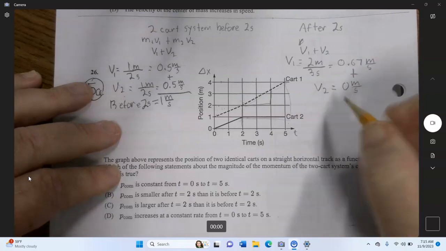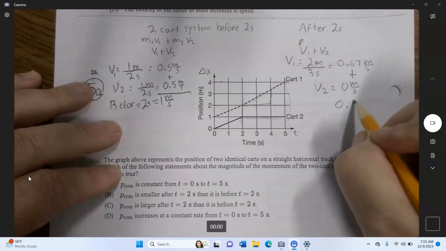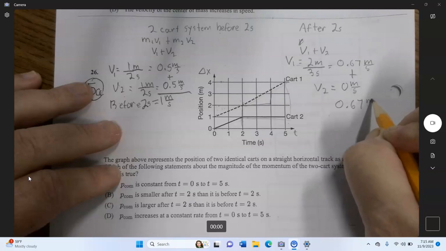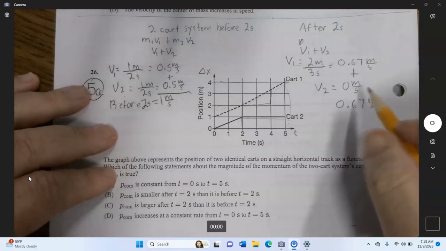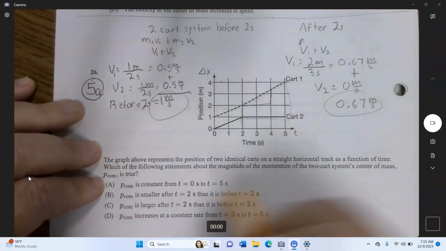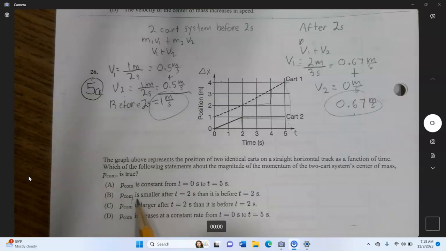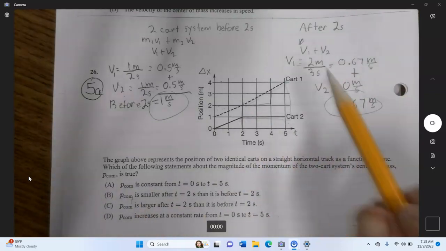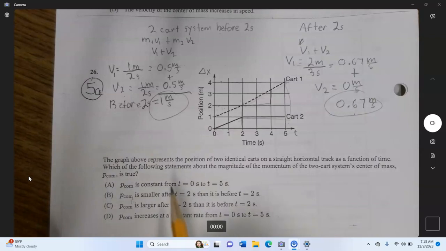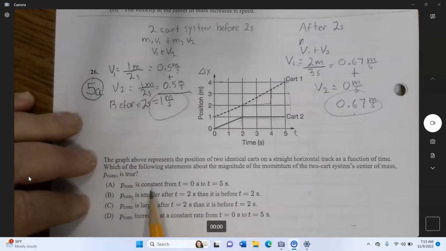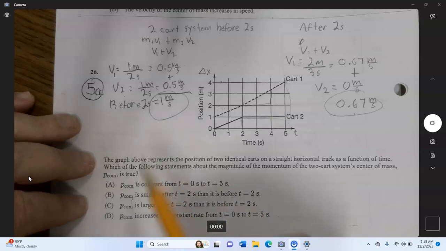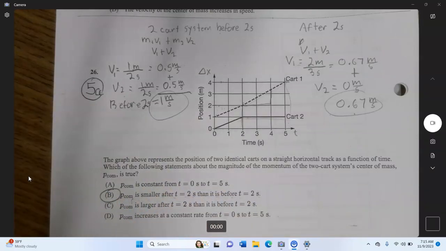And when you add those two, you get 0.67 meters per second for the velocity versus 1 meter per second. So the answer is the P center of mass. Again, we don't have to think about mass because all the masses are the same, so we can just eliminate them and deal with the velocities. The P center of mass is smaller after 2 seconds than before 2 seconds. That's the correct answer. All right, that's it. Let's go.